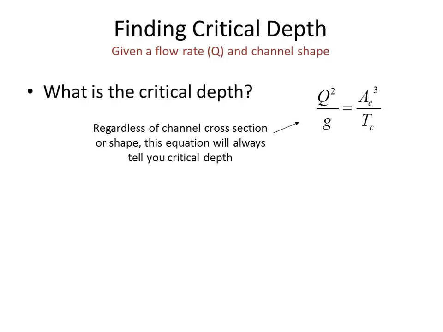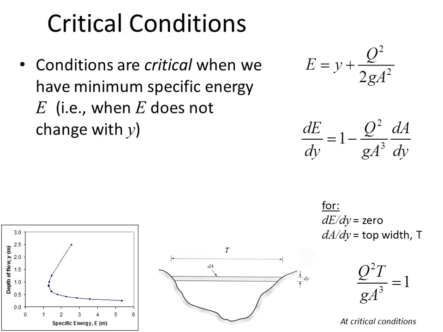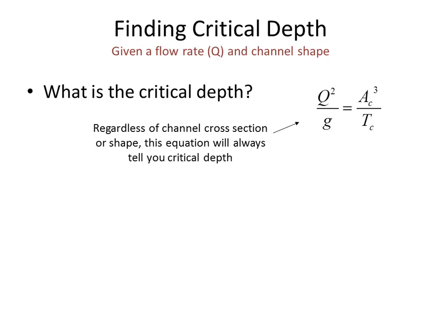This equation is essentially the previous one, the Froude number equation, just rearranged in terms of when we have a critical top width and a critical depth that gives us critical area. And so regardless of what the channel cross-section looks like, this equation will always be valid.